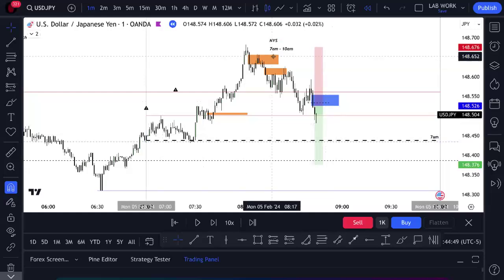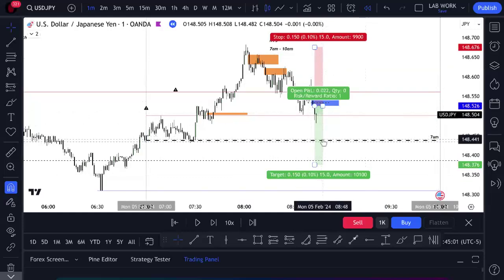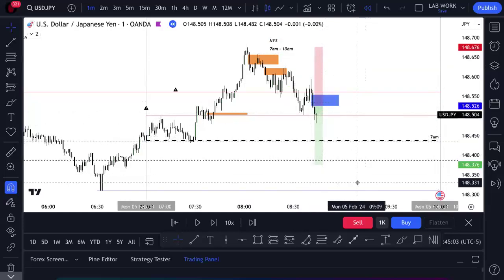Because if the New York session is going to cross back down, it has no choice but to touch 7 a.m. again. It's either going to keep going up and not return here, or it's going to come down here and continue crossing the line lower. Let's play it out.